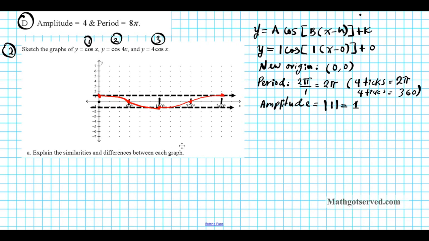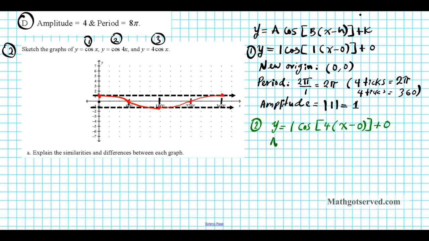Okay, let's graph the second one. We have function number 1 graphed. Now let's graph function number 2. Let me do the entire thing in green. So for function 2, let's write y equals cosine 4x in the general form right here. It's going to be y equals 1 cosine. You notice that b is 4 now, so 4 times x minus, nothing is being subtracted from x, so 0. Nothing is being added to the entire function, so it's plus 0.